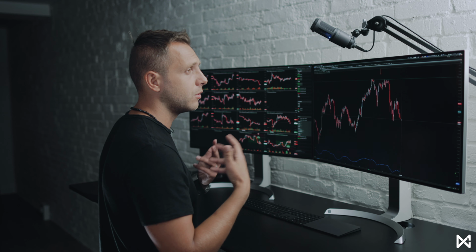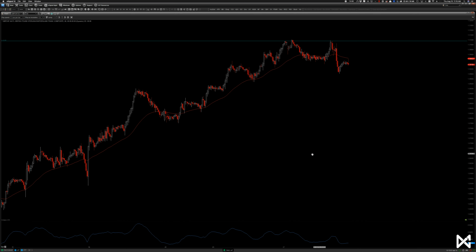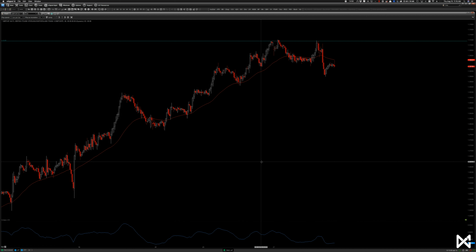Now let me actually show you a few clearer ones as well. And over here, we have a beautiful double top reversal pattern. We even have MACD divergence.